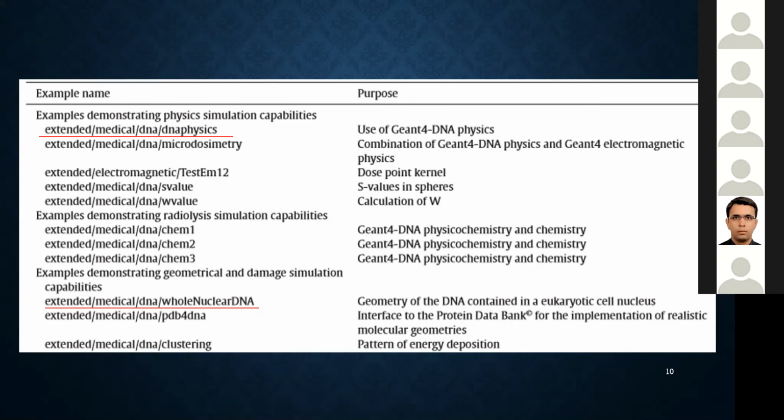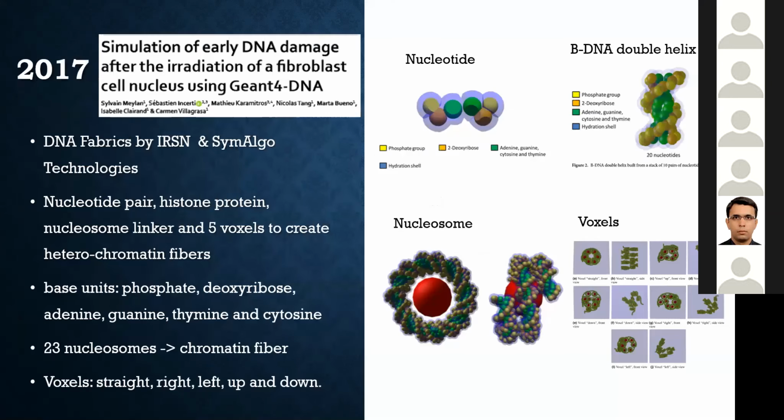So it's really interesting. And now we travel to 2017, which is from the talk. I think this is one of the most important articles, because over here we're talking about the simulation of early DNA damage after the irradiation of a fibroblast cell nucleus using Geant4-DNA. Basically, in the previous slides I haven't shown you any model yet, but right now I'm going to show you a simulation; this is what Geant4-DNA is looking to do, simulate these kinds of things.